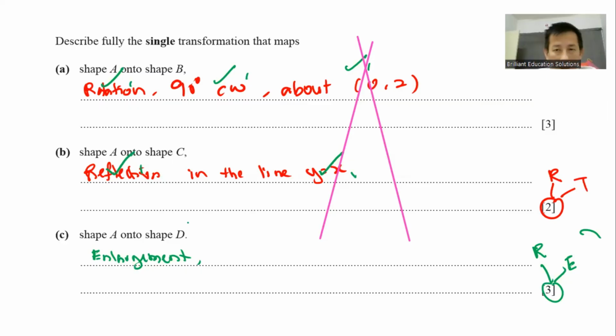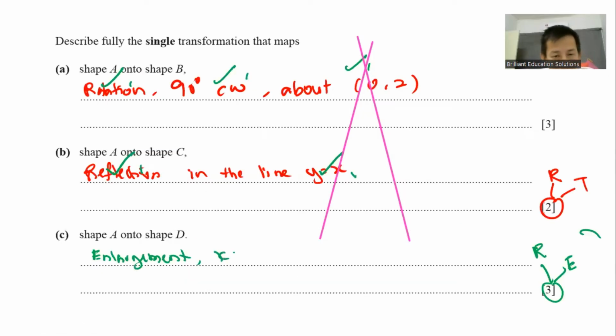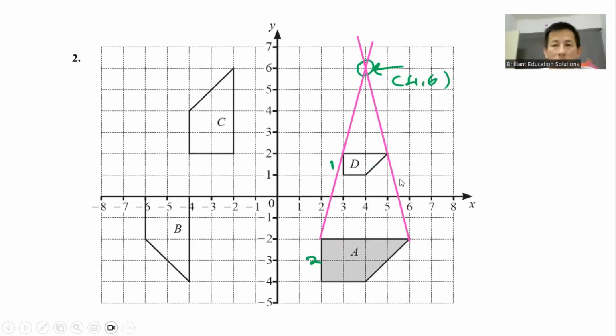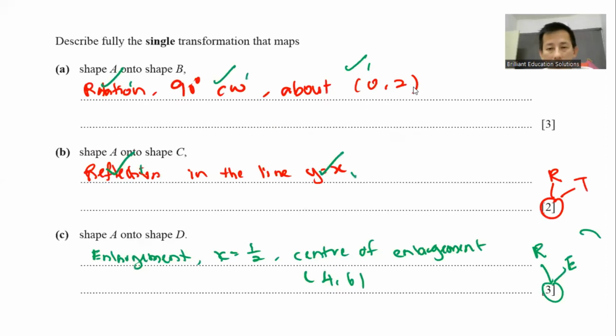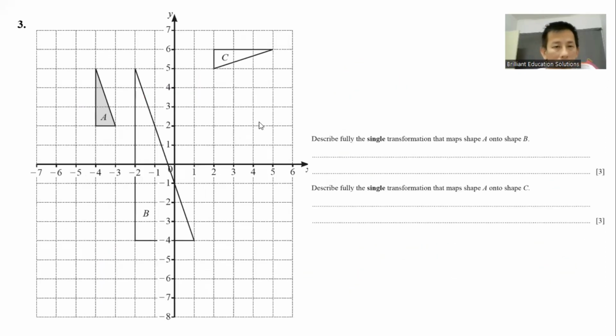So enlargement, okay. Scale factor will be, this is 2, this is 1, so it becomes smaller. Scale factor is equal to half, and the center of enlargement will be just here, at 4, 6. Draw a straight line, then you should be able to get the center.